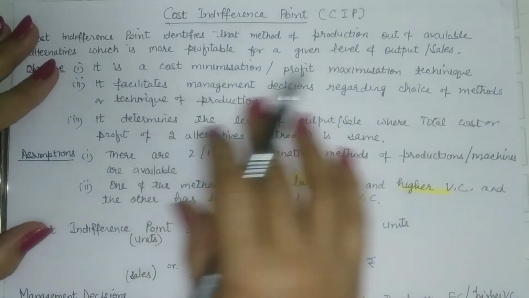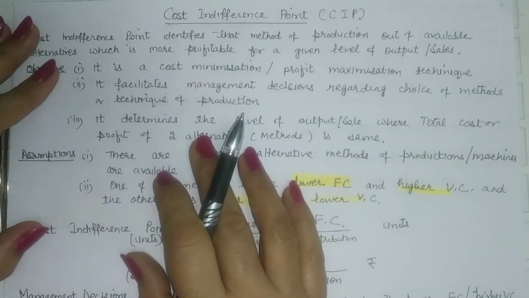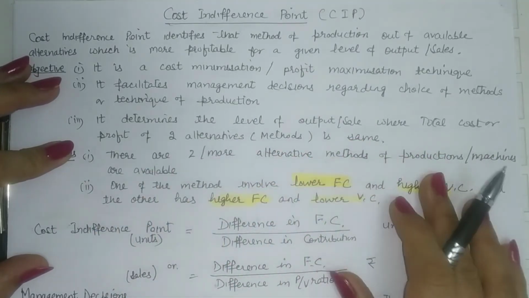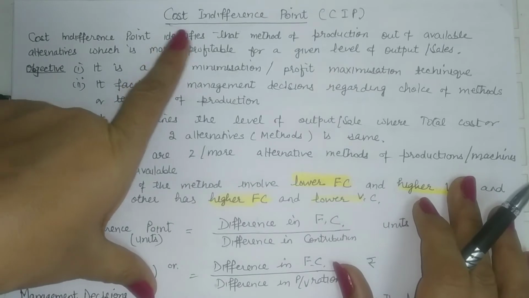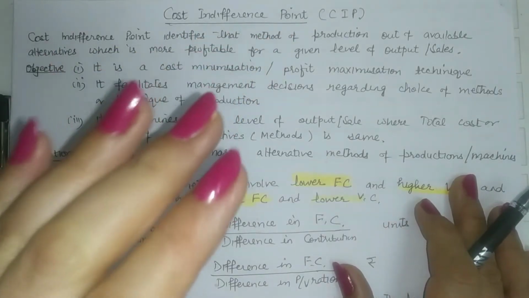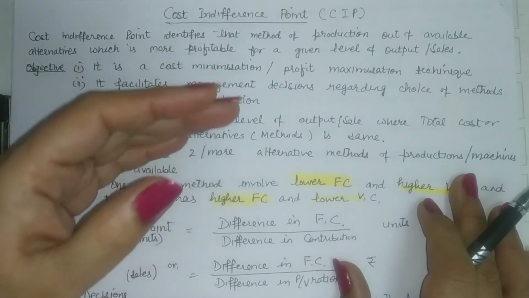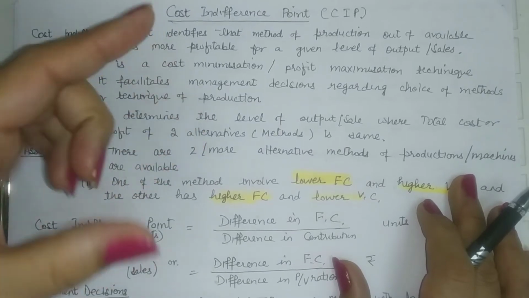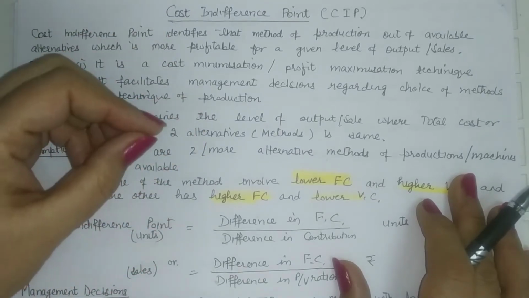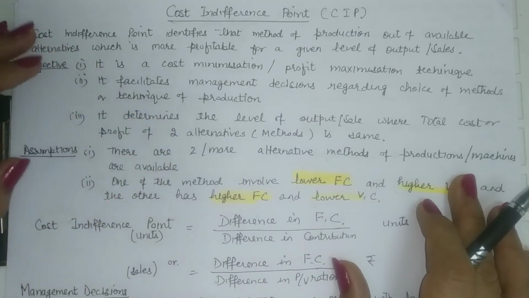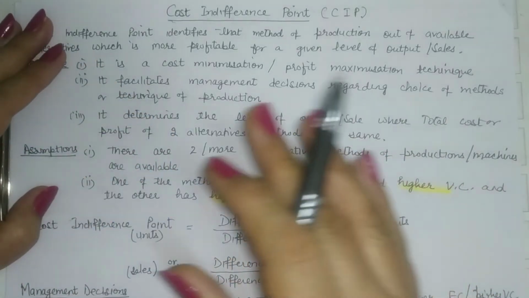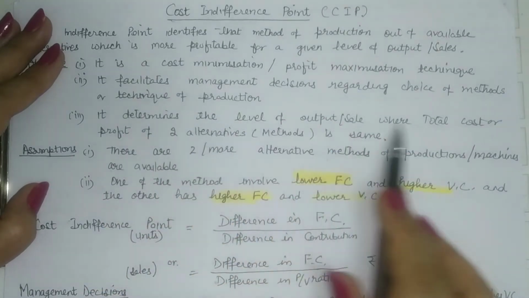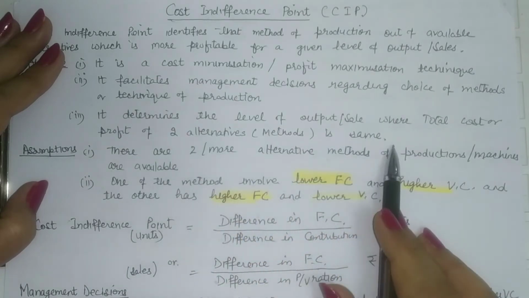It helps in management decision making regarding the choice of methods, and it determines that level of output where total cost or profit of two alternatives is the same. That is why you call it cost indifference point. That is, it is that point or level of activity in various methods of production or techniques where there is no difference in the cost. So at this point of activity, the total cost of the given methods or techniques is going to be the same. If total cost is the same, profitability will also be the same. So it will give you that level of output where total cost or profit of the given two alternatives is the same.